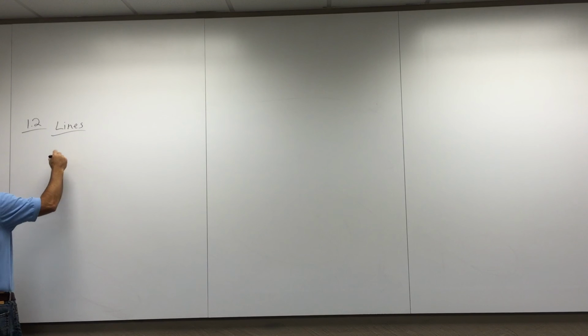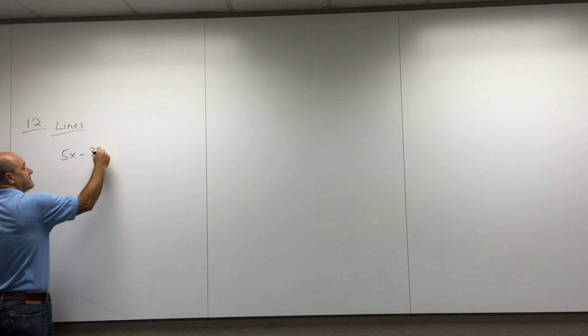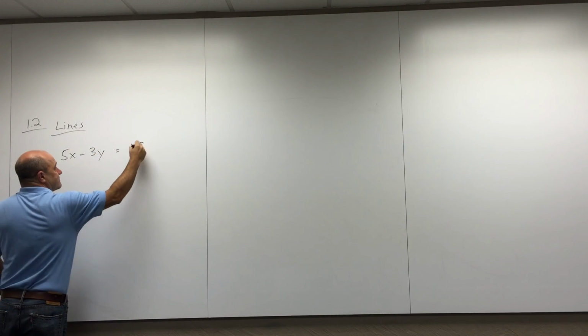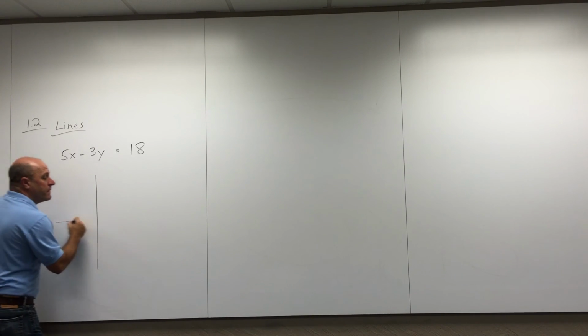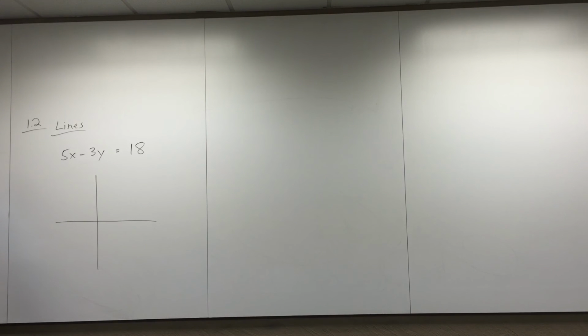Can you graph a line like this? I don't know how you would. How would you do it? Talk to me a little bit here. I'm asking you to graph it. What would you do? I get y by itself.